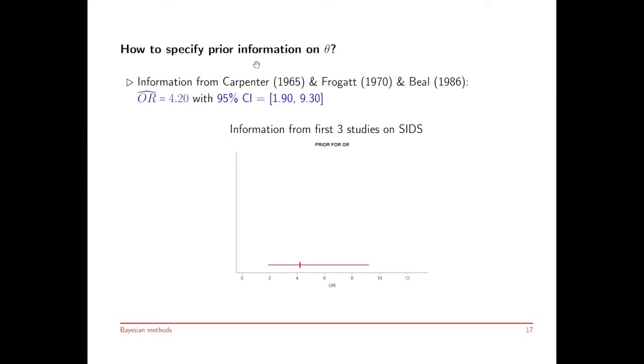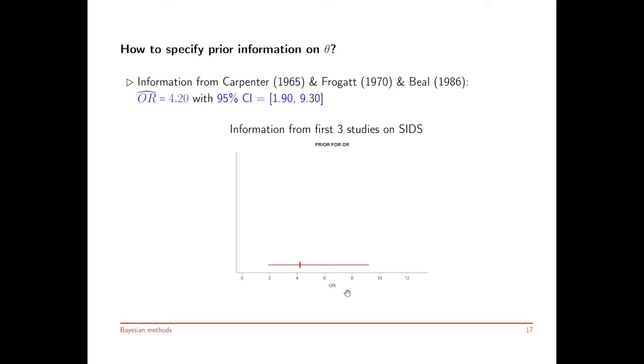Let us now see how to specify the prior information on theta. This is the result of the first 3 studies in the meta-analysis. And we graphically show it here with the estimated 4.2 for the odds ratio and the 95% confidence interval. So any prior information, any prior density should reflect this.